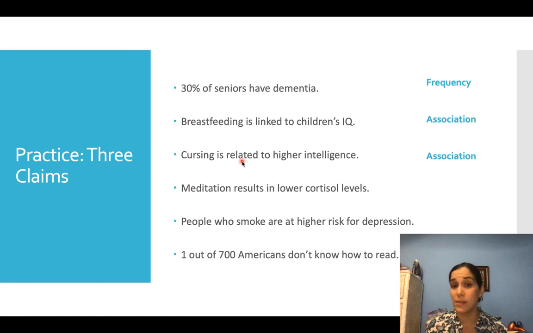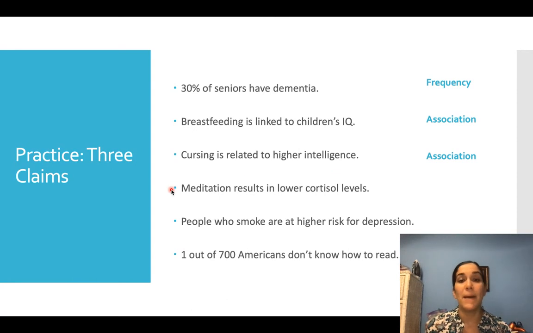It doesn't cause higher intelligence. Cursing doesn't make you more intelligent, because if I just sat here and said, fuck, my intelligence doesn't just go up, right? It's not a causal thing. However, there is a relationship. Cursing being one variable that we measured, and then intelligence, the other variable that we measured.